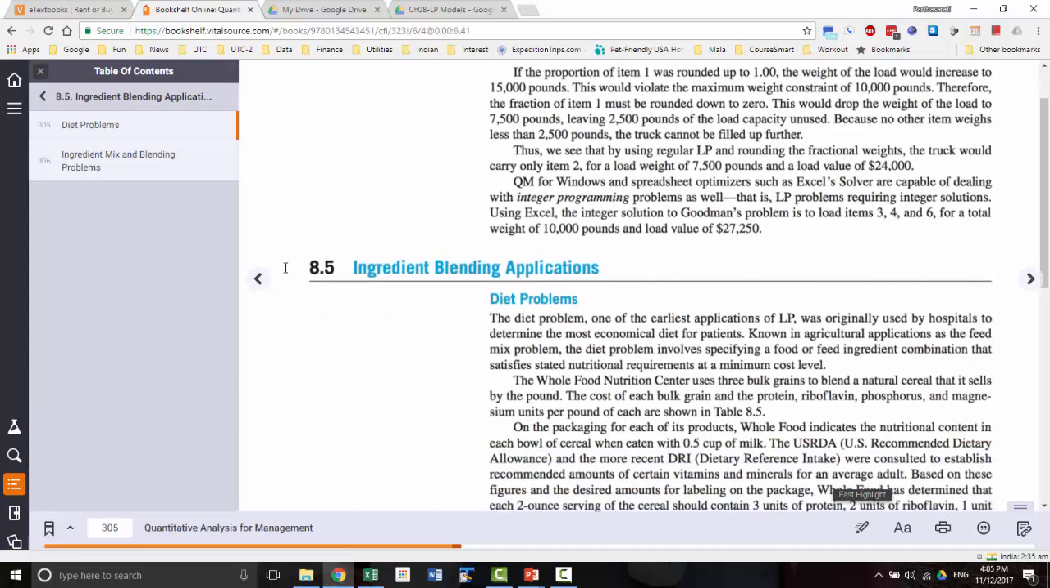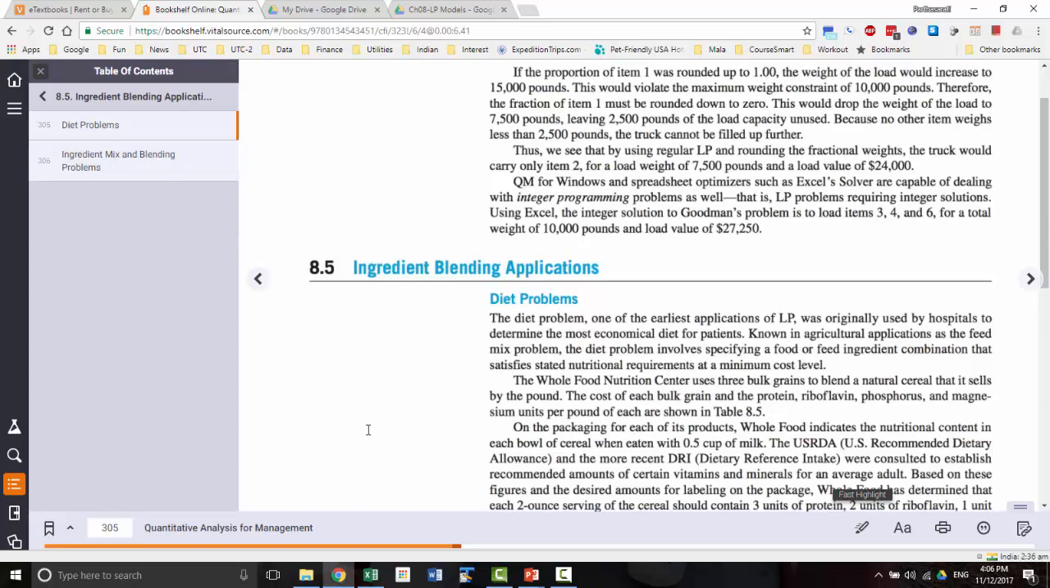The next application is blending applications. Blending problems are where you have several resources or ingredients that are mixed together to produce the end products. The end product usually will have certain minimum quality requirements that need to be met. And blending problems are usually minimization problems. We saw one such problem in the previous chapter, the minimization problem. And here we're going to look at two blending problems.